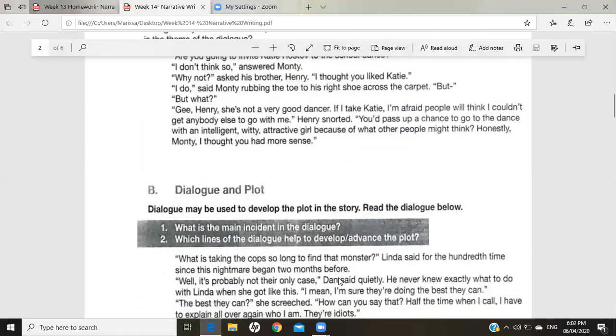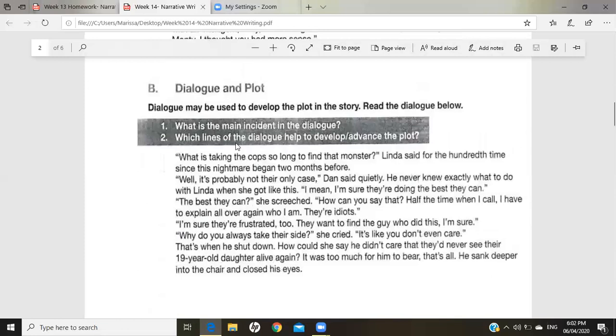Good. The next part says dialogue and plot. So dialogue may be used to develop the plot in the story. It says read the dialogue below. There are two questions. One, what is the main incident in the dialogue? And two, which lines of the dialogue help to develop or advance the plot. So before I read this, let me pick the two persons who would be responding. The two persons would be Denzel, and I also want Felicia to respond. If Felicia is not there, I want Alex to respond.